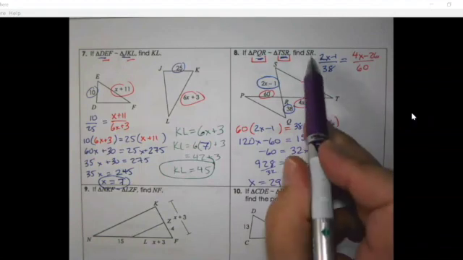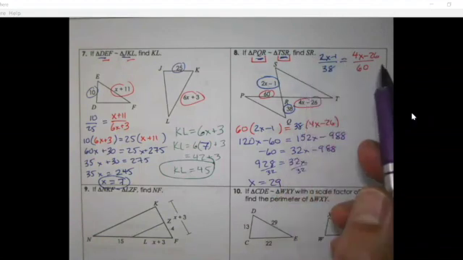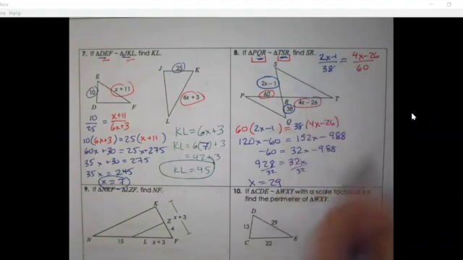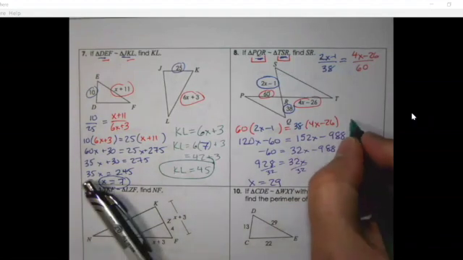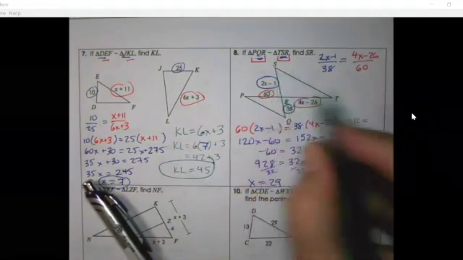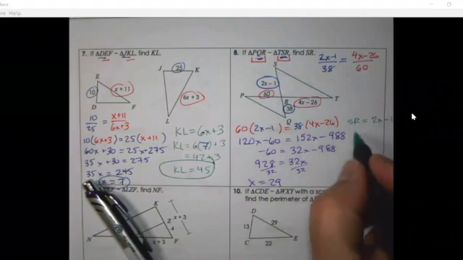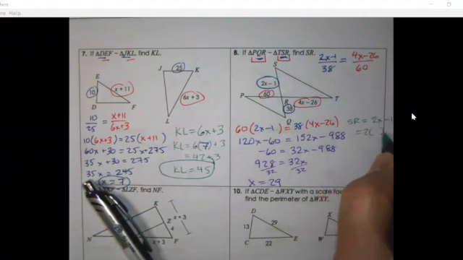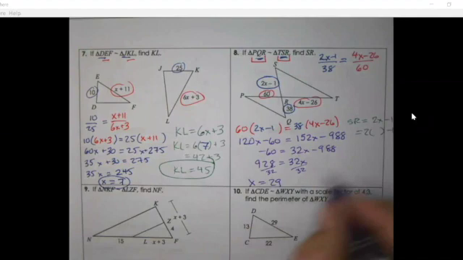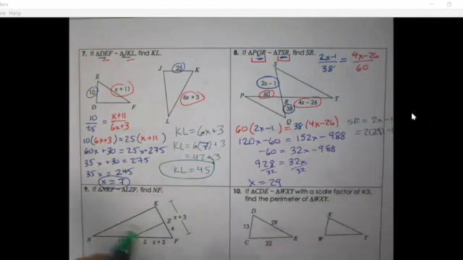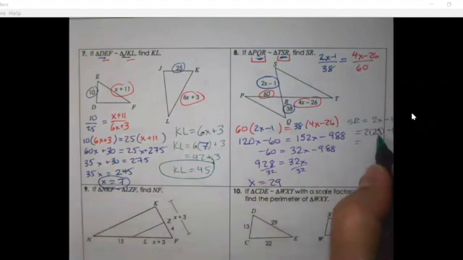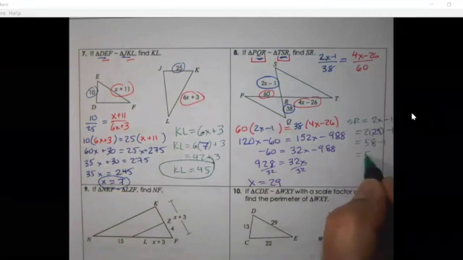But I'm not quite done because it wants me to find SR. So I know that SR equals 2x minus 1. So that means 2 times what our new x value is, 29, minus 1, which is 58 minus 1, which is 57.